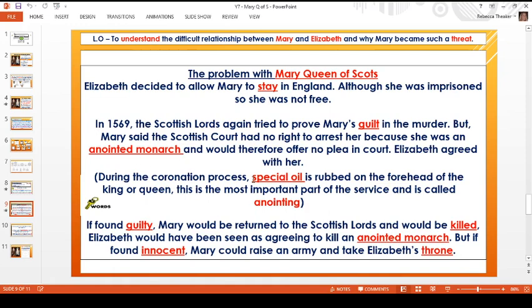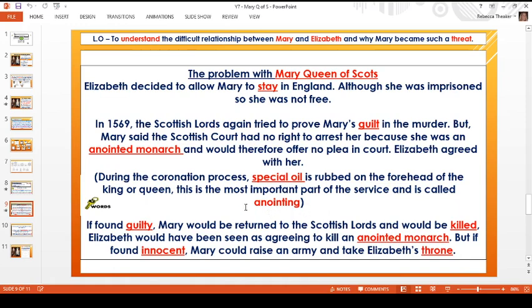So this is another key word here if you wanted to write this down. What this means is during the coronation process, so when someone becomes a king or a queen, they have to be coronated and it's a really big special celebration. A certain oil is rubbed on the forehead of the king or queen. It's a little bit like when a baby's christened and the vicar puts a little bit of water on the baby's head. This is a similar sort of thing. It's the most important part of the service and this is known as anointing.